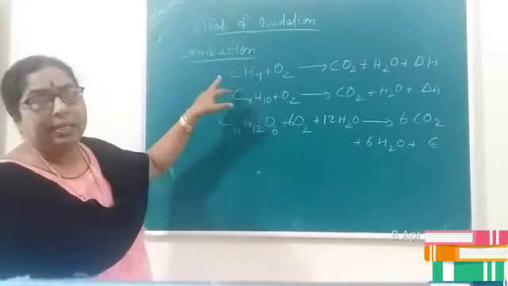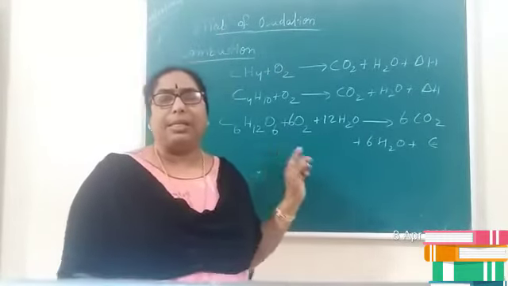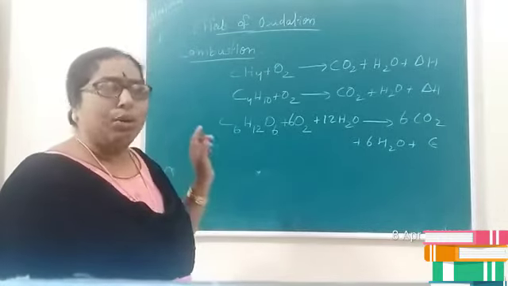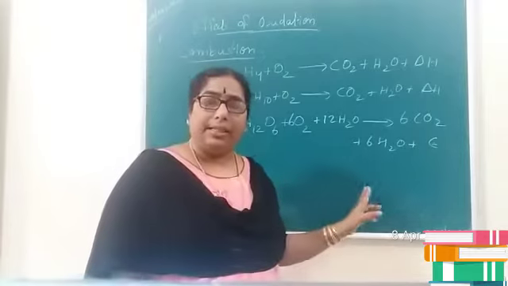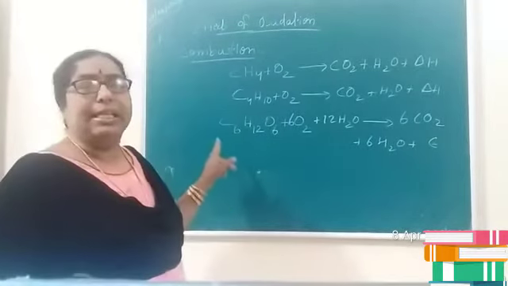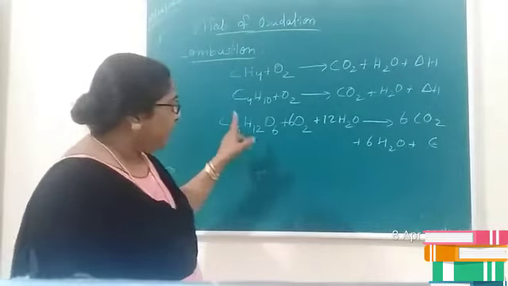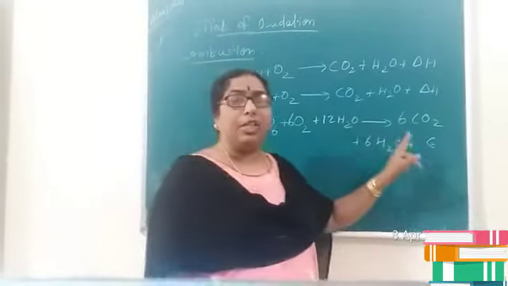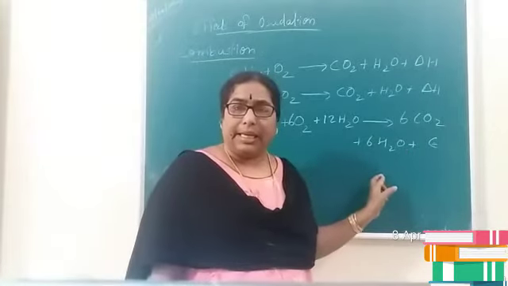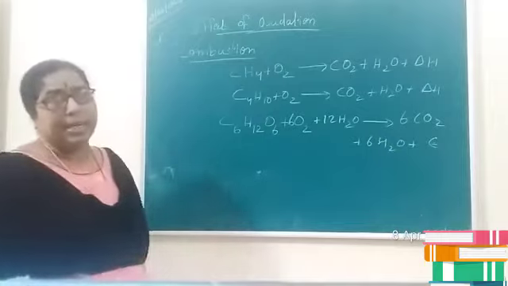Is it clear, children? What is combustion? Combustion is the process in which the substance burns in oxygen or breaks down with oxygen and results in the formation of energy. And we can consider respiration as an exothermic process. The reason is that respiration also involves the breaking down of glucose with the liberation of energy. Is it clear, children? That is about the first effect of oxidation, that is combustion.